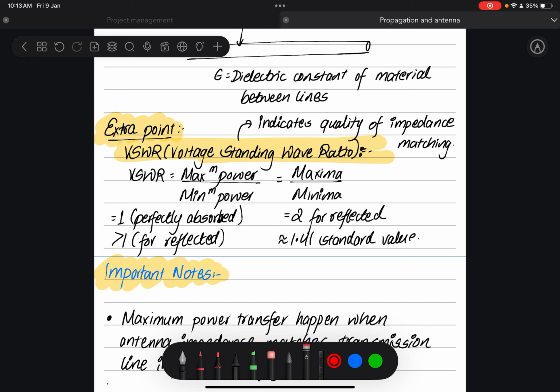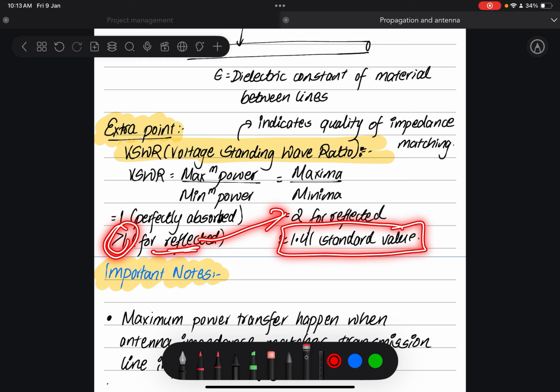How, you must ask? If it equals 1, it is perfectly absorbed, and if it's greater than 1, it's reflected back. If it's 1, the maximum power is perfectly absorbed. If it's greater than 1, as I've mentioned here, it's reflected. And this is the standard value we can mention: 1.41 is the standard value for VSWR.